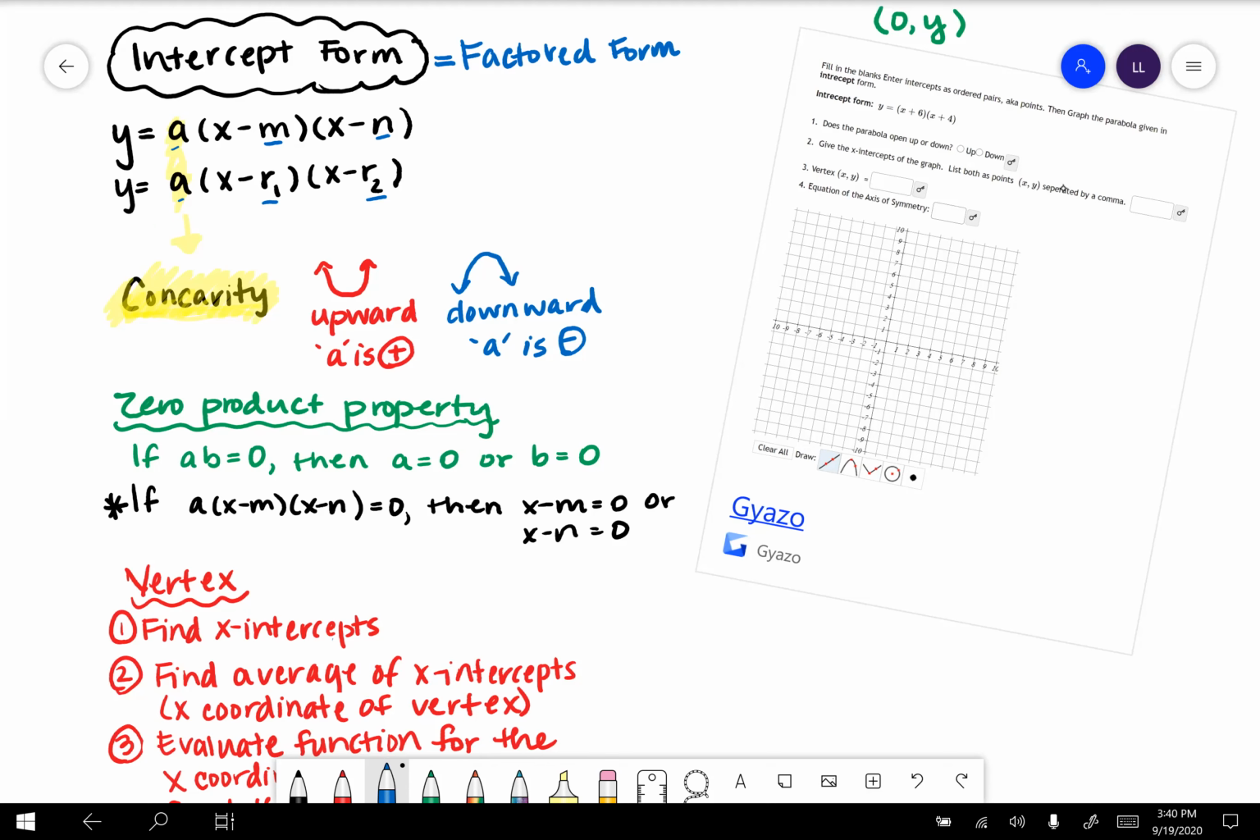All right. So the first part of the question says, does the parabola open upward or downward? So once again, we look at a, and here there is nothing there. That means our a is a positive 1. And since our a is a positive 1, that means that our graph is concave upward.